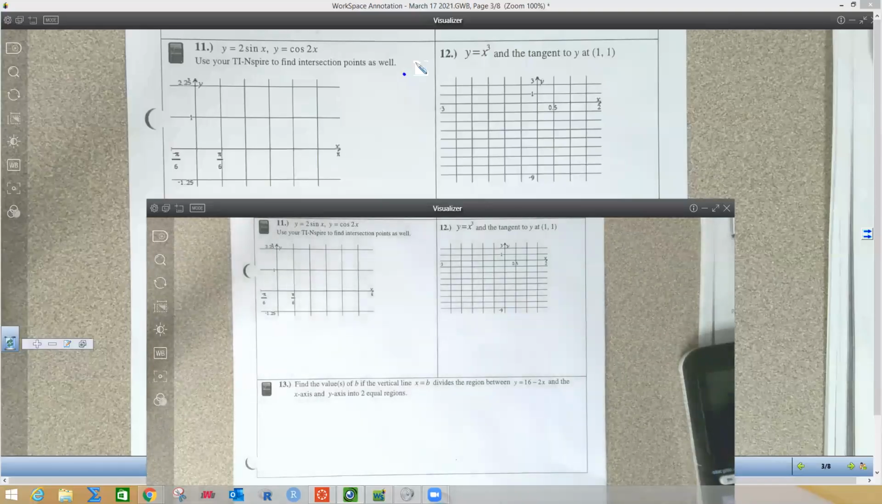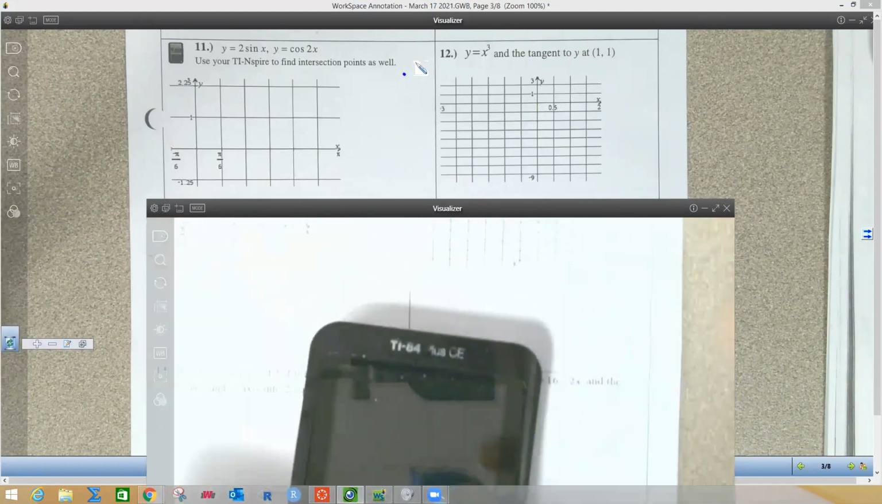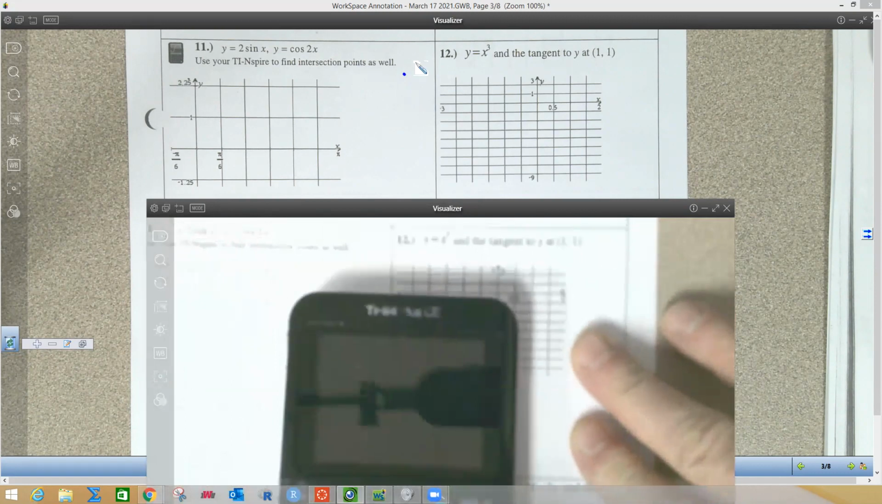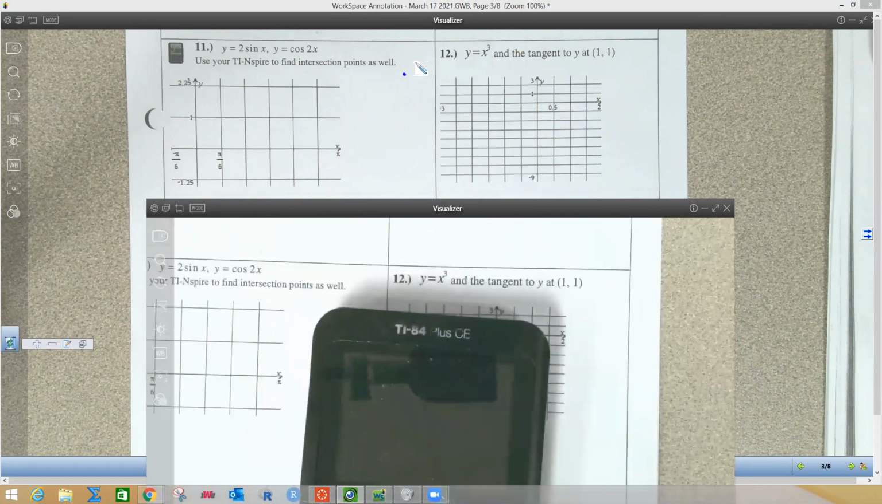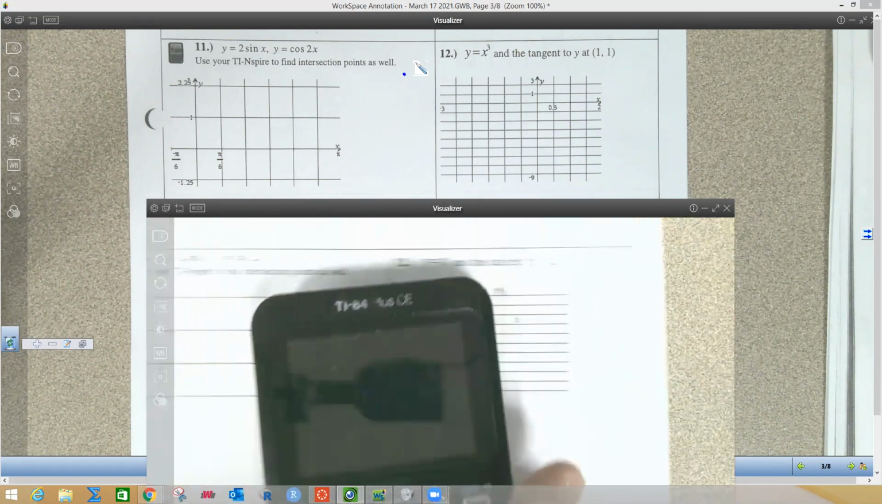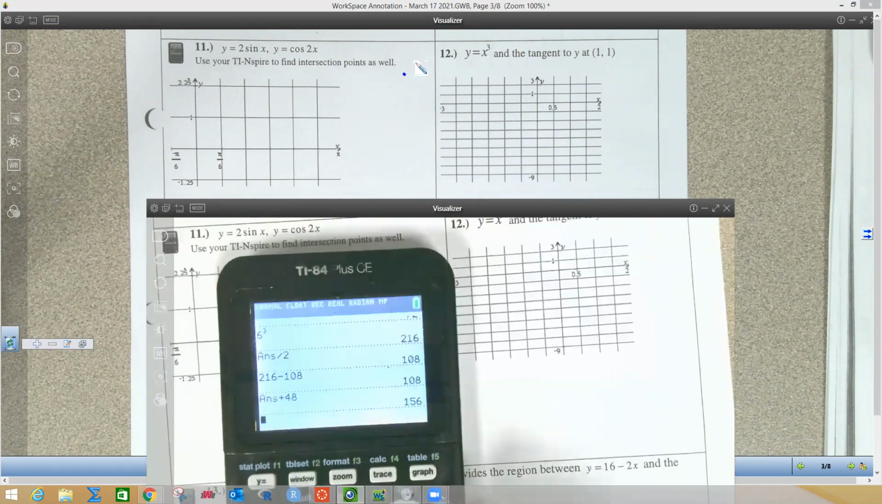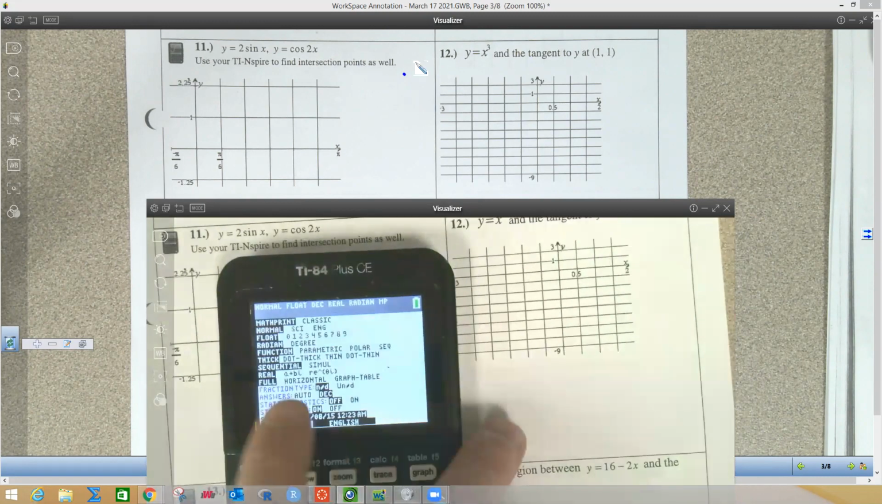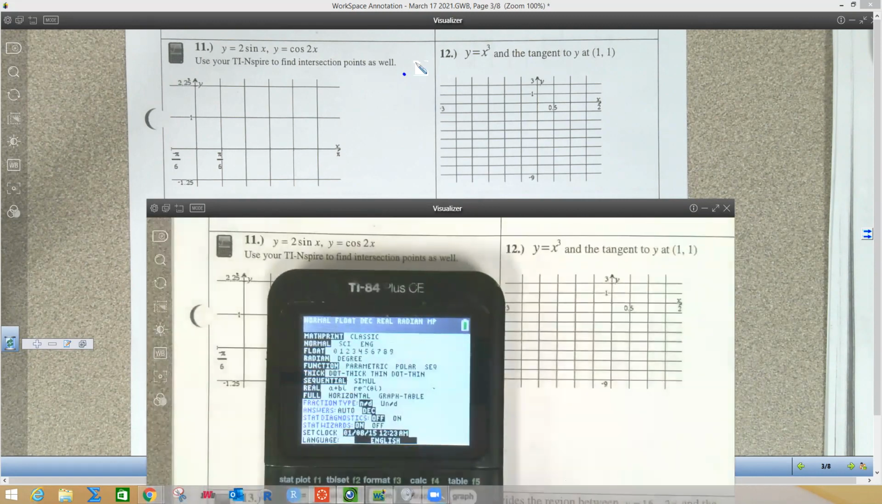We are going to do 11, 12, and 13 together. So what I'm going to do here is graph this on my calculator, because it says we have one. We can use it. So I'm going to type in these equations up here, and you have to make sure your mode is in radians. You have to make sure that radians is highlighted when you're graphing a trig function.